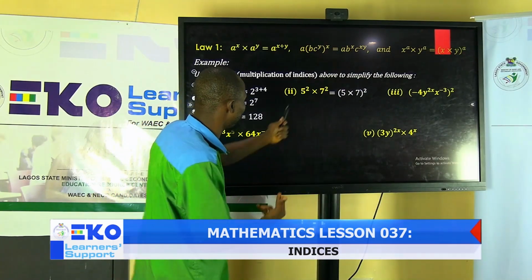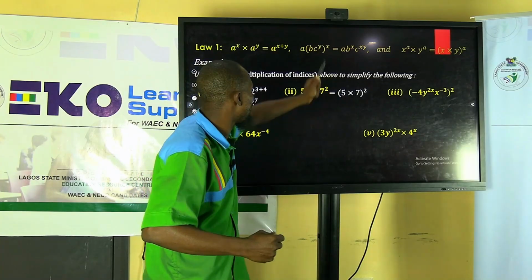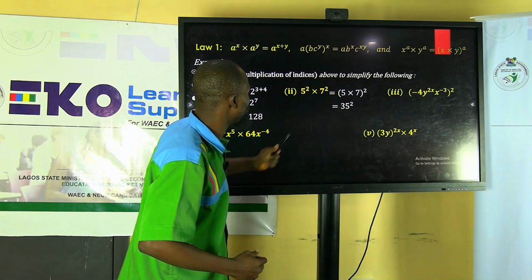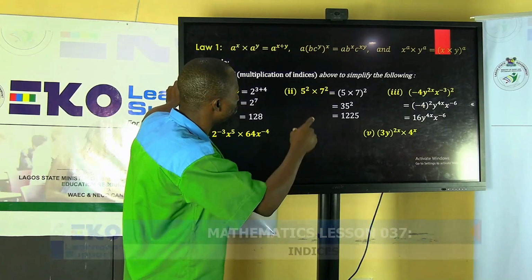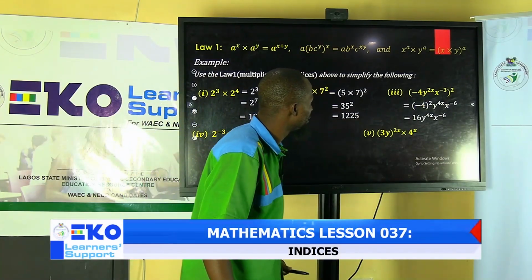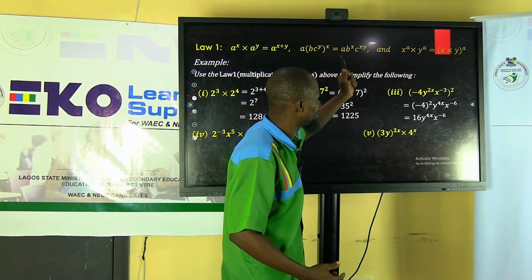So multiply the base, and we have 5 times 7, all raised to power 2. And we have the next one, which is, okay, that will give us 35 squared. We have the next one, which is this. What we need to do is apply this.